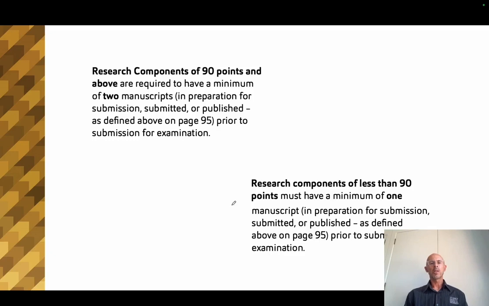If you're doing a thesis, so that's from 90 points upwards to a PhD of 360 points, you need to have 2 manuscripts as defined in the previous page. If you are doing a dissertation or a project, so that's less than 90 points, you've got to have a minimum of 1 that meets that prior definition.